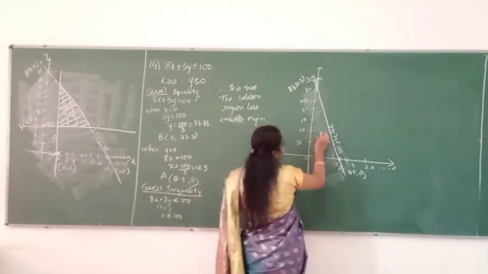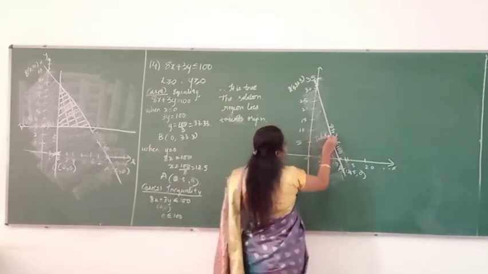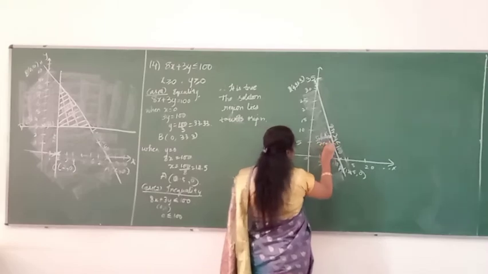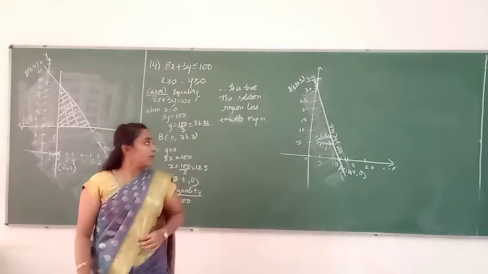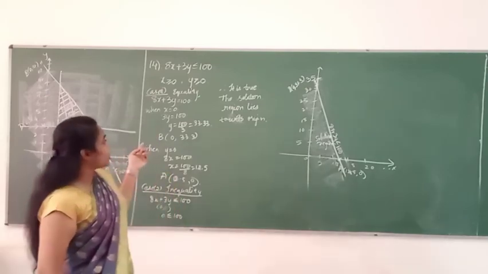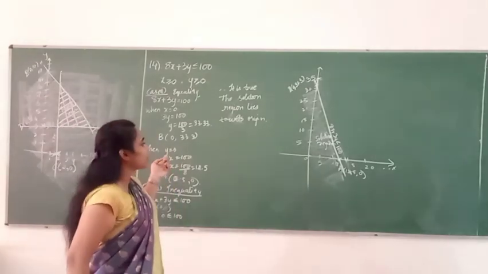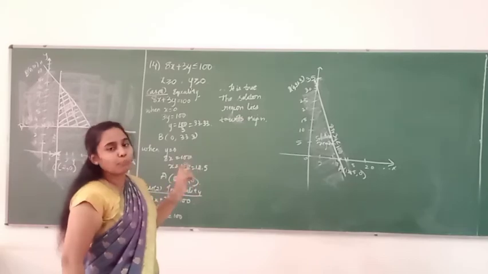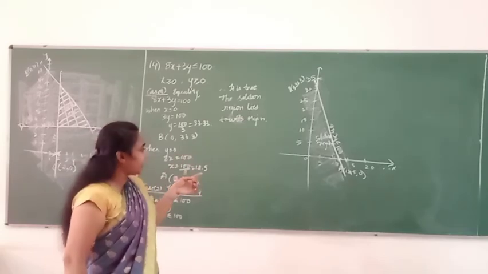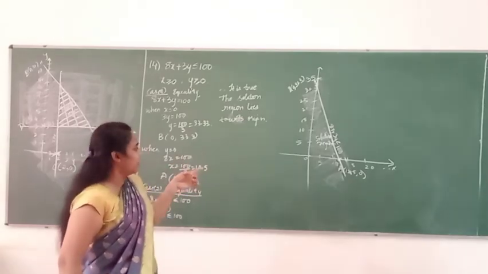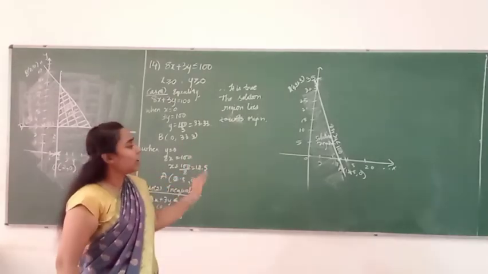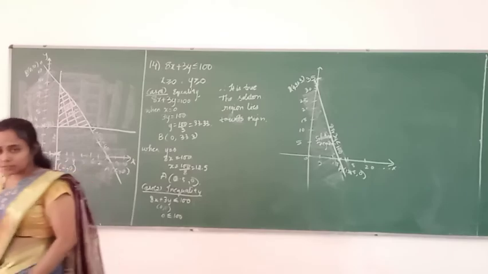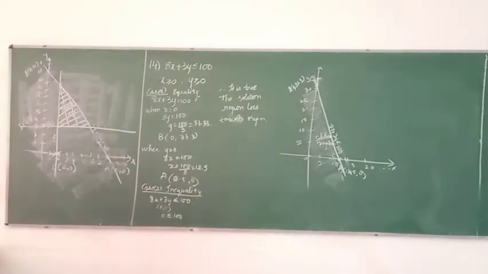So this is nothing but your solution region. Hope this problem is clear. The x greater than or equal to 0 and y greater than or equal to 0 is already understood, the points lie on the first quadrant, on the x-axis as well as the y-axis, the whole solution region. Now let us move on with the next one.